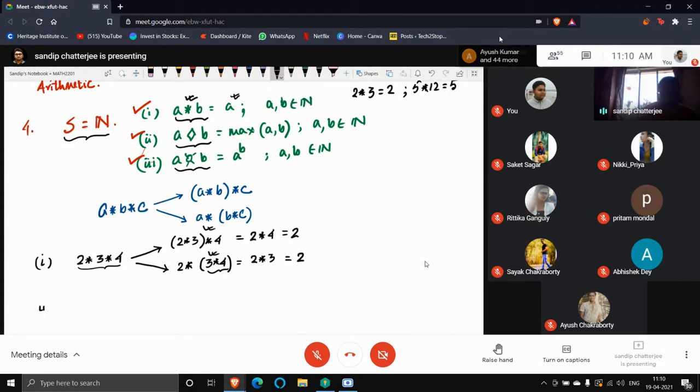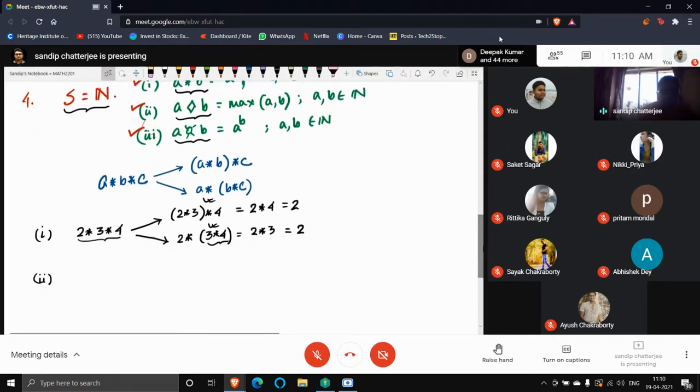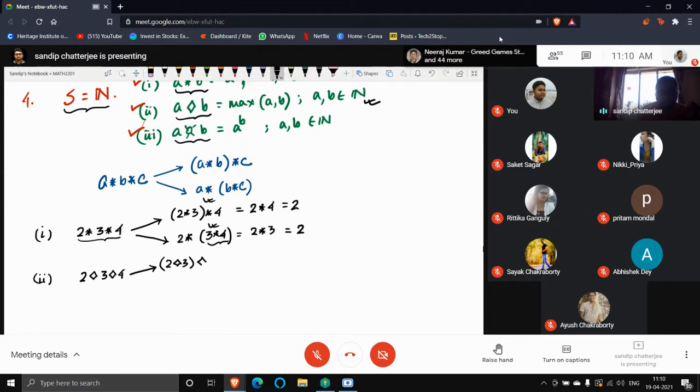Okay, let us try the second operation and see what happens. If I do 2 operated with 3 operated with 4, I'm talking about the second definition. This again can be interpreted in two ways. Say (2 operated with 3) operated with 4. 2 operated with 3, as per the definition, is the max of the two elements. That means it is 3 operated with 4, so this will be 4.